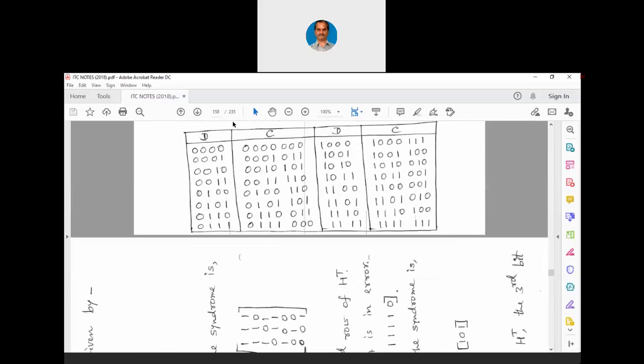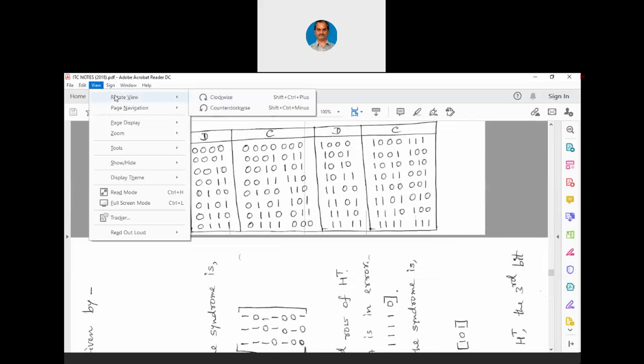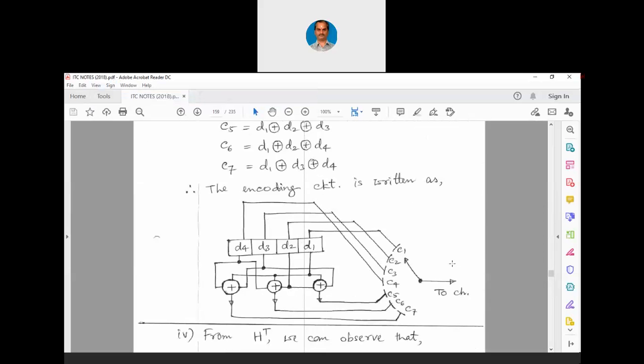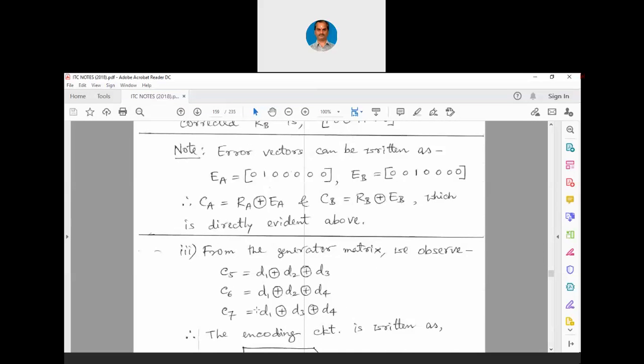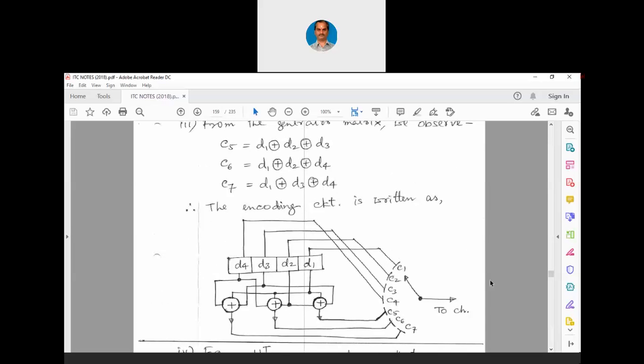Now, let me proceed. Again, I will have to rotate clockwise. Okay. So, we have C5 equals D1 XOR D2 XOR D3. It is very difficult for me to use my brain and my speech in a synchronized manner. C6 is D1 XOR D2 XOR D4, C7 is D1 XOR D3 XOR D4 as per the generator matrix. Now, using that, we can write the encoding circuit.